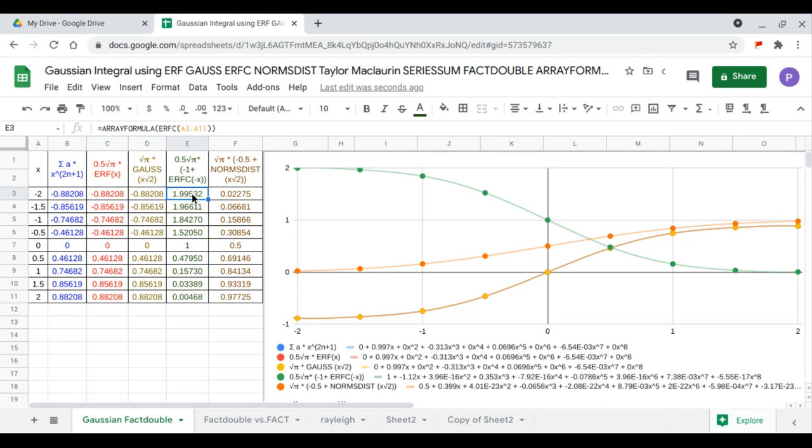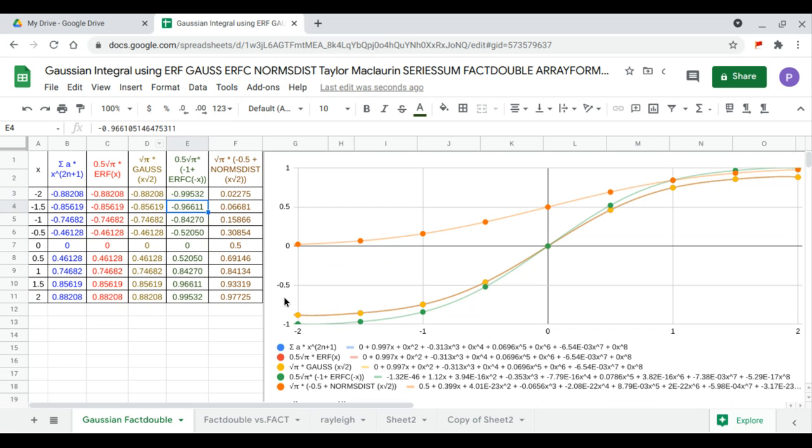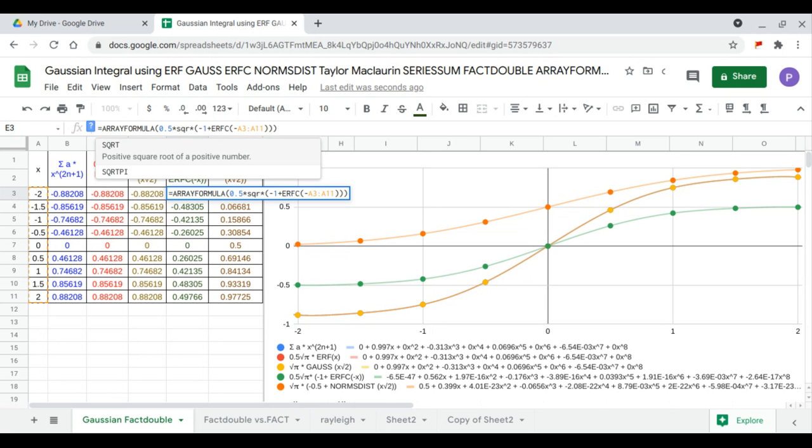Next, the complementary error function. So there is a negative x, so we add a negative sign. So the green has changed. Then we factor in minus 1 plus ERFC. So minus 1 plus error function. Now they're closer. And finally, multiply 0.5 square root of pi to the quantity. So 0.5 times the quantity and multiply square root of pi. So times square root of pi.